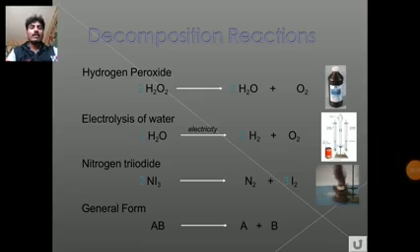And more examples of the decomposition reaction: the hydrogen peroxide 2H2O2 gives rise to 2H2O plus O2. Second one, the electrolysis of water: 2H2O is electrolyzed and converted into 2H2 plus O2. Next one, hydrogen triiodide, 2NI3, is converted into N2 plus 3I2, and in general formula AB is converted into A plus B.